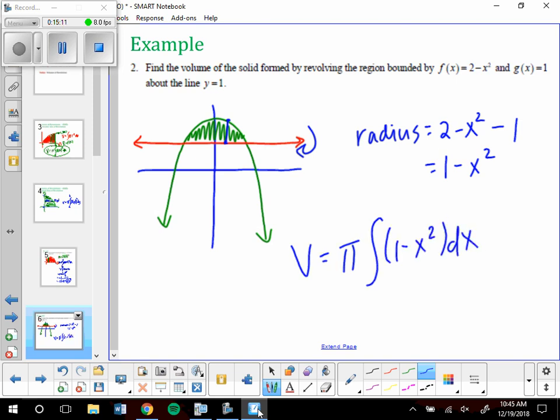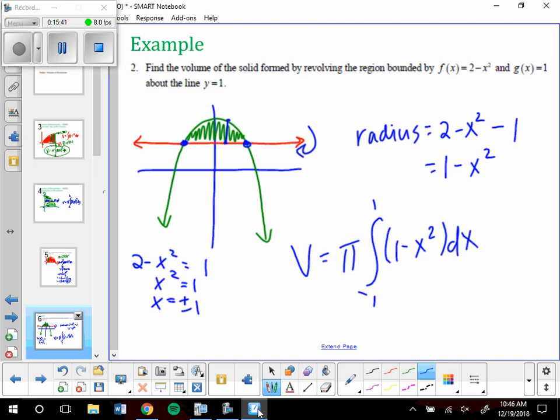And what x values do we want to go between? How can we figure those out? So this time we can't plug in x. Set them equal, find where they intersect. So 2 minus x squared equals 1. x squared equals 1. And so x equals what? Plus or minus 1.